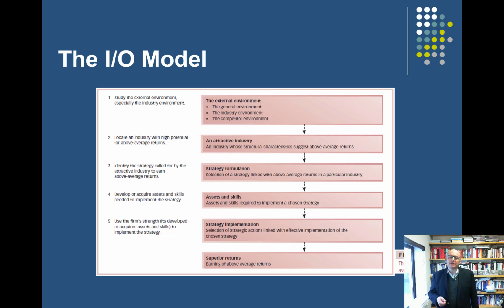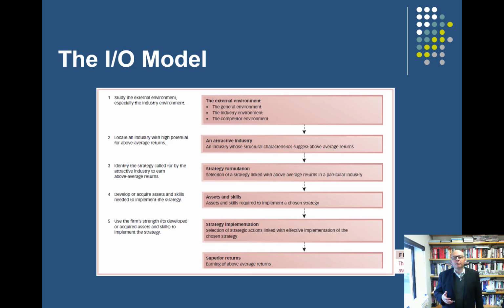Once you've worked out how attractive the industry is, you can then move into the process of strategy formulation, so determining what your business level or corporate level strategies may well be for the organisation. We then determine the assets and skills that we might need, and as we said earlier, the IO model assumes that we can simply go out and buy those assets and skills, those resources, on the open market. And then once we have all those things in place, we can go and implement our strategy, so make our strategy happen, and hopefully, if we're successful, achieve superior returns.